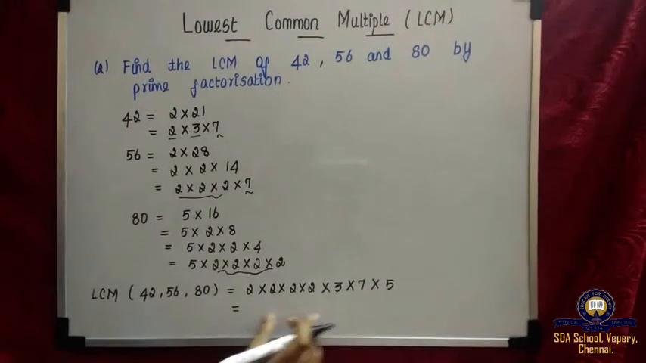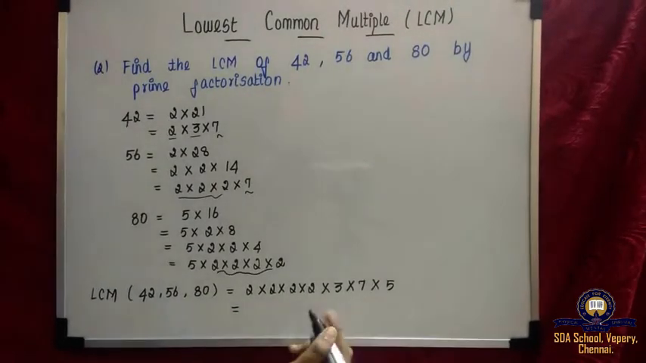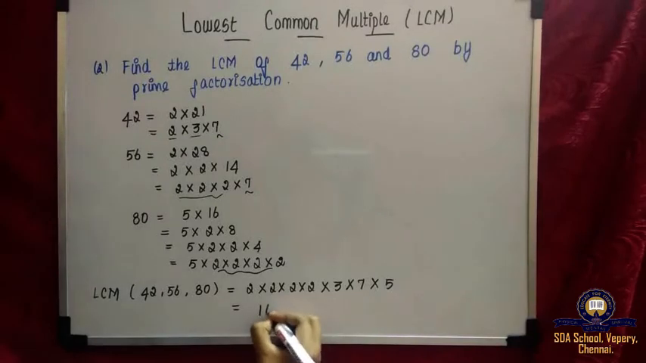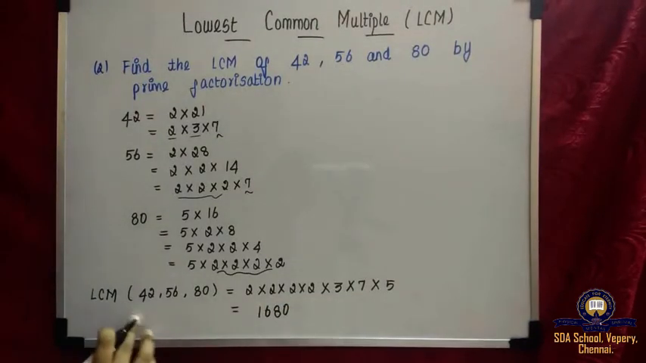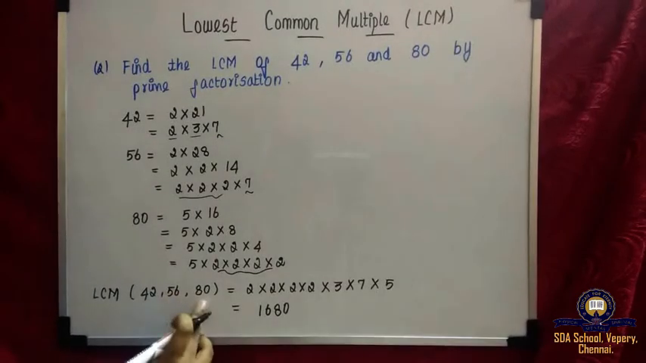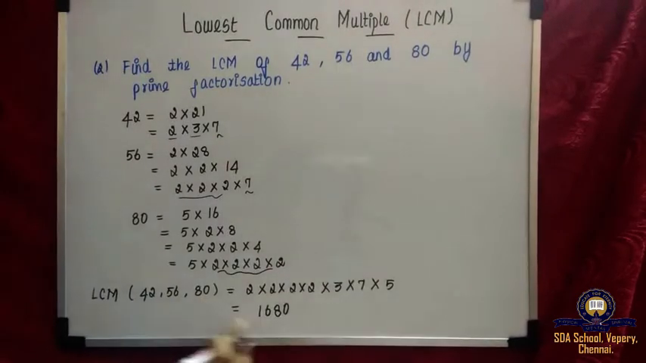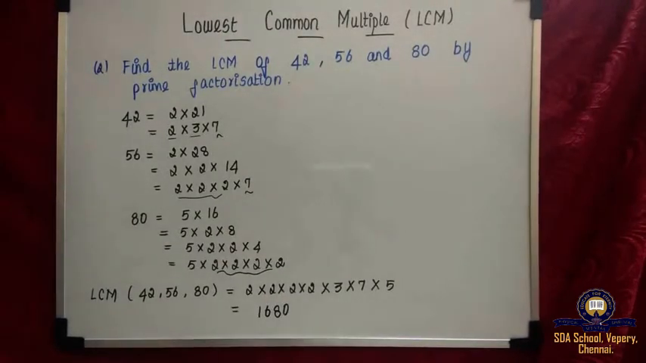So when you multiply all this, you will get 1680. So the LCM of 42, 56 and 80 by prime factorization is 1680. Now we will see how to find the LCM of the given numbers by division.